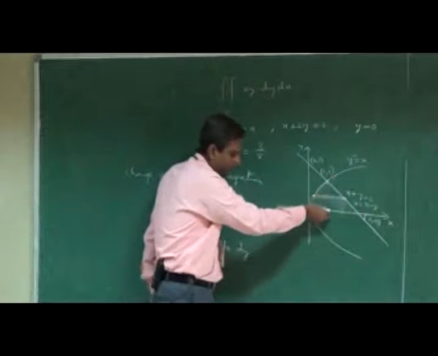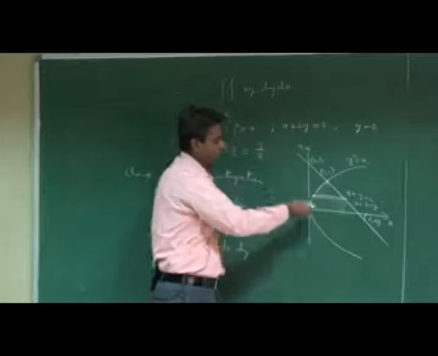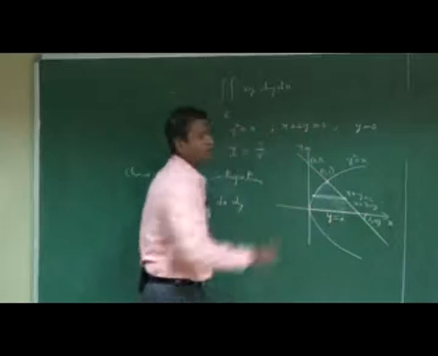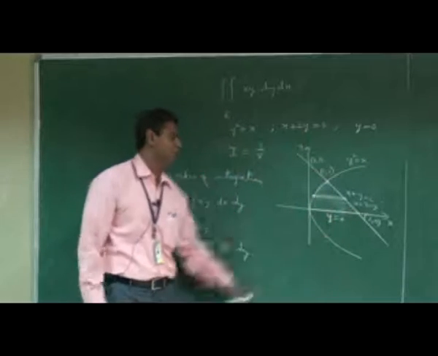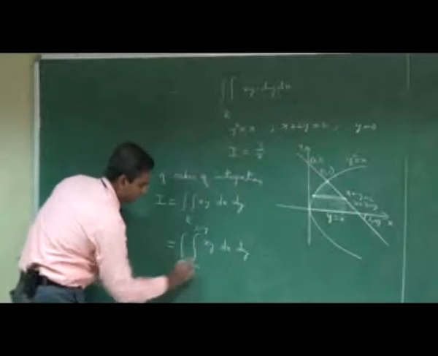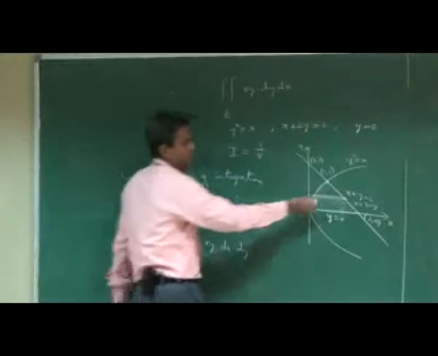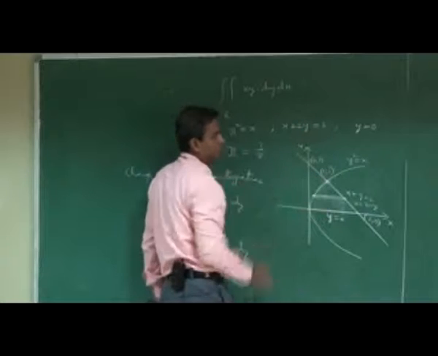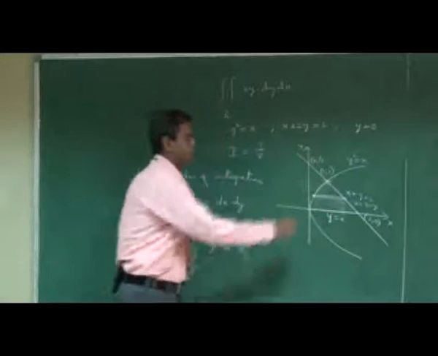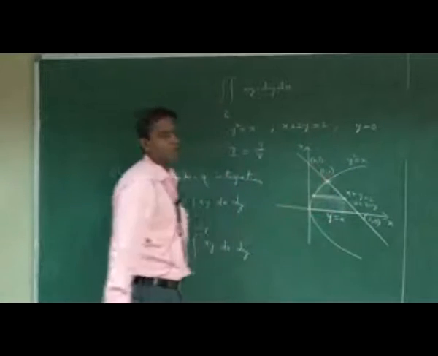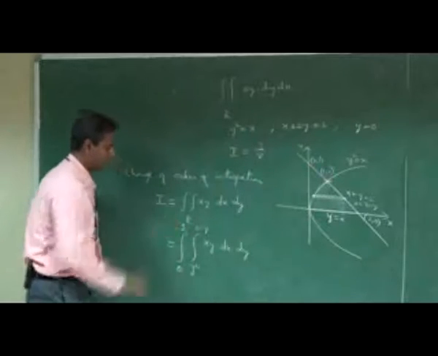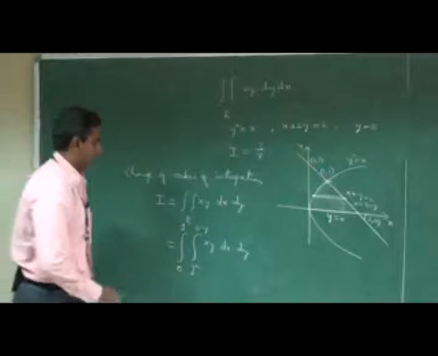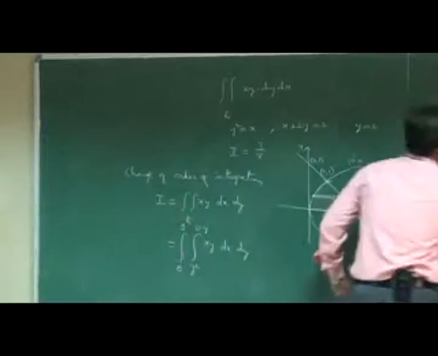We move the small strip from the lower to the upward direction. The lower bound is y equals 0, so y equals 0 is the lower limit of y. Moving upward, it meets the point 1 comma 1, where the value of y is 1. So the limit of y is 0 to 1. Now we go on to take the integration.